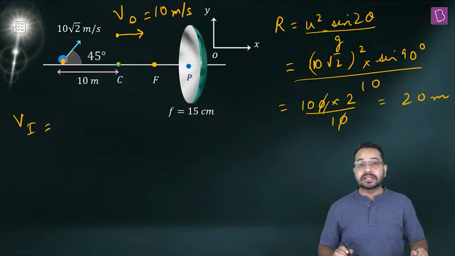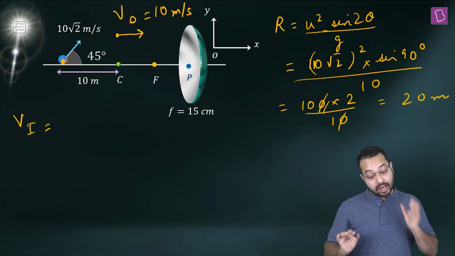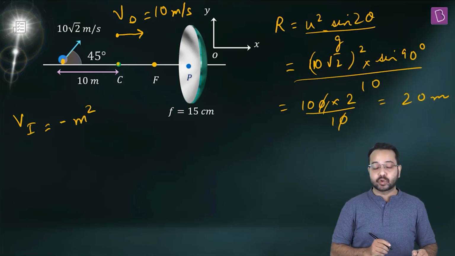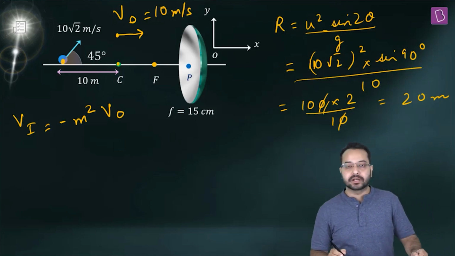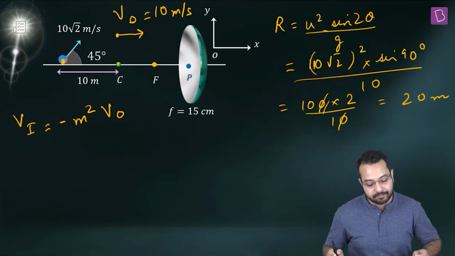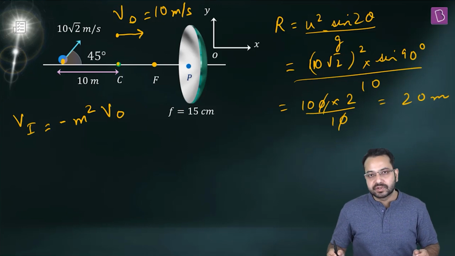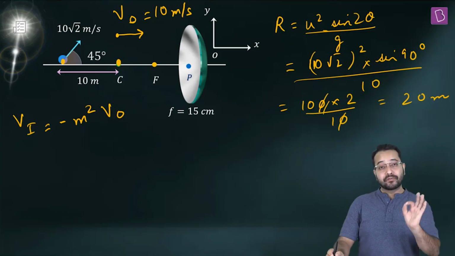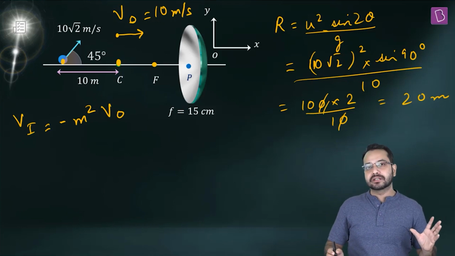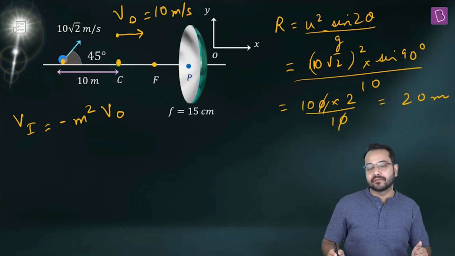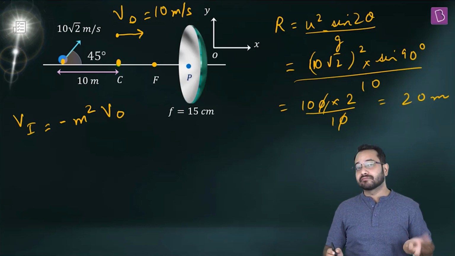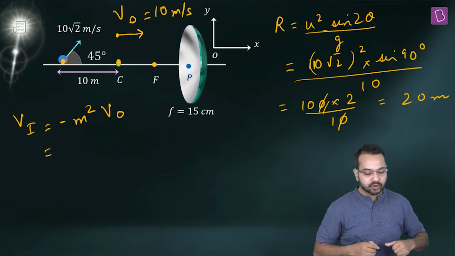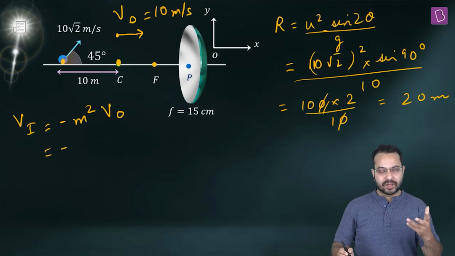Now this is happening in the lateral direction. Okay, I'm sorry, this is happening in the longitudinal direction. So this becomes minus m square into velocity of the object. So all I need to figure out is m. What is the object position when we have to figure out m? It is at the center of curvature. Now we know this very well that at the center of curvature, the image is formed on the center of curvature and it is inverted. So what is magnification? Magnification is -1. We have become so well adept with this that I don't need to explain this further.